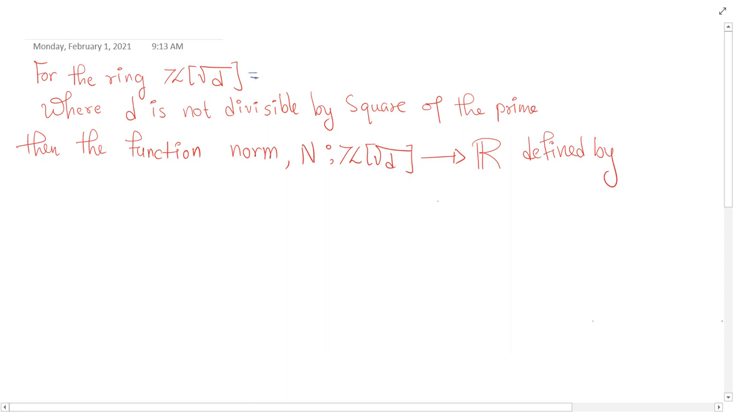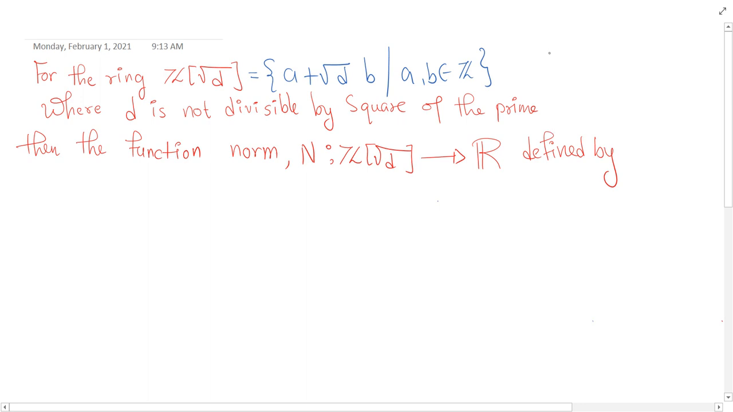So my Z[√d] is nothing but the set of all elements of the form a + √d·b, where a and b are integers. Also, what is d? d is also an integer. It could be a positive or negative number, anything. But you need to make sure d is not divisible by the square of a prime.